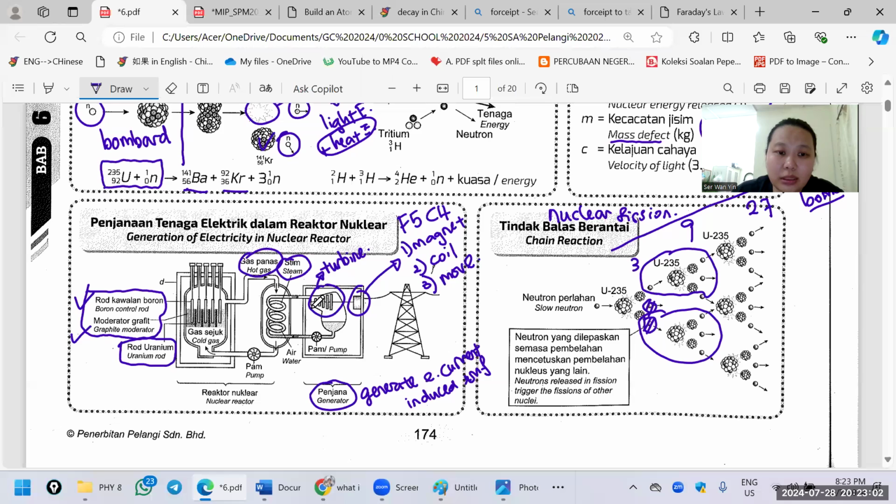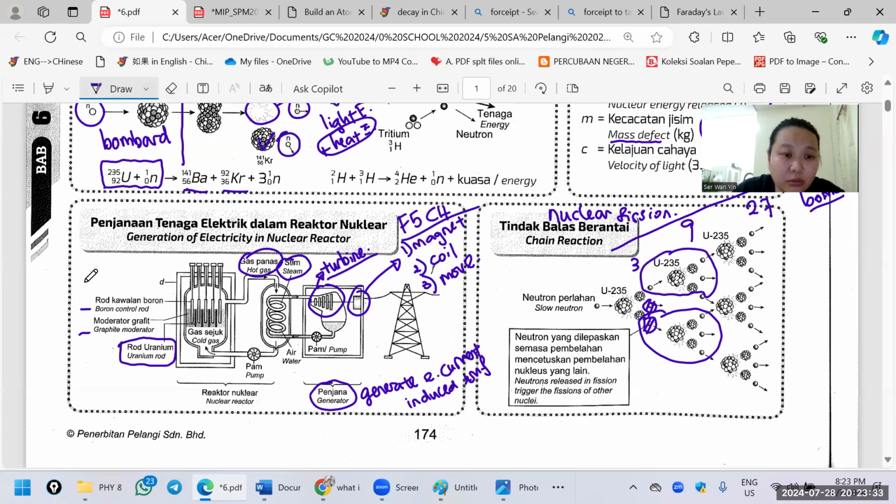Okay, so for this one you can go check the video. We learned it in Form 3 already, so you can search for it. Actually, every generator finally comes down to turning the turbine, turning the magnetic flux to cut the coil, and generating electricity. So here we need to know how to control.